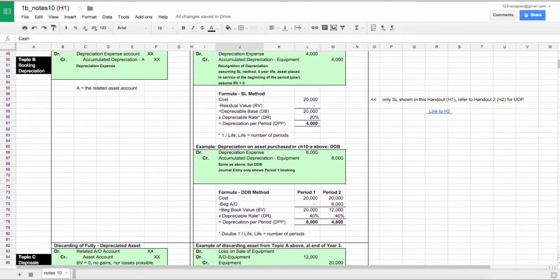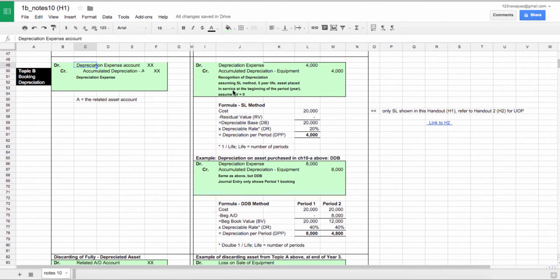In terms of depreciation, the accounting itself is very simple. You're going to hit an expense account called depreciation, and you're going to hit the asset's related accumulated depreciation account, which is a contra asset account. You do not hit the asset itself. You want to leave the asset's historical cost as is. To do that, you need to hit the accumulated depreciation account as shown here.